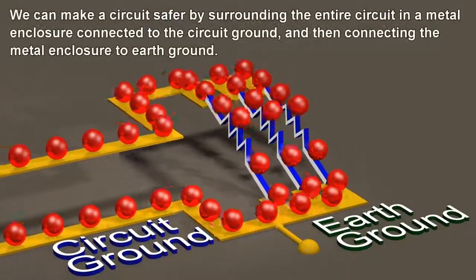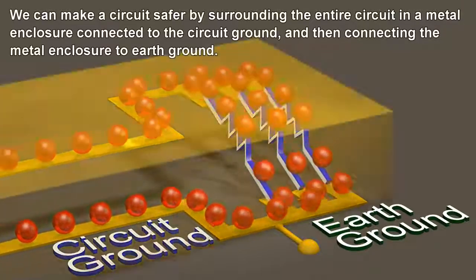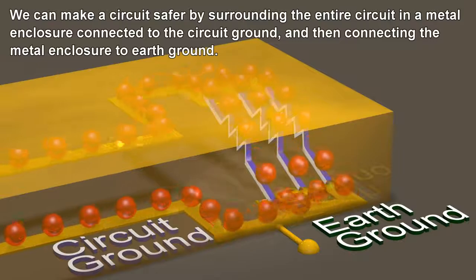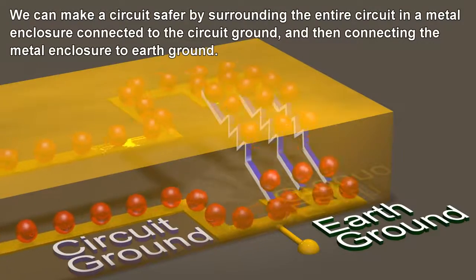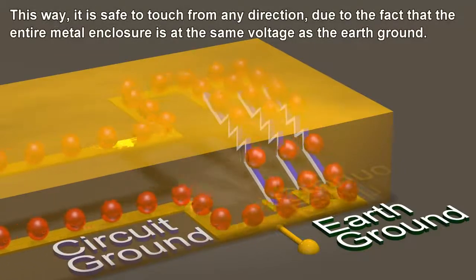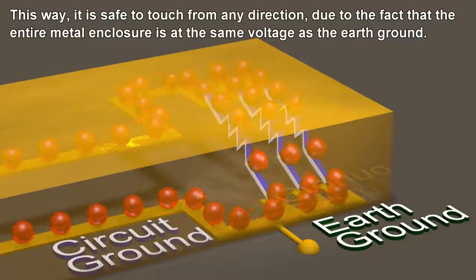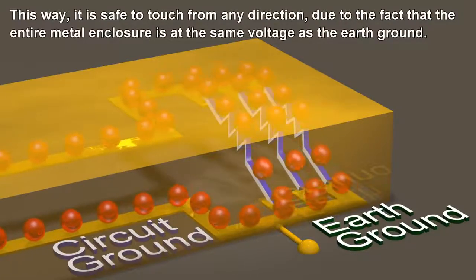We can make a circuit safer by surrounding the entire circuit in a metal enclosure connected to the circuit ground, and then connecting the metal enclosure to earth ground. This way, it is safe to touch from any direction, due to the fact that the entire metal enclosure is at the same voltage as the earth ground.